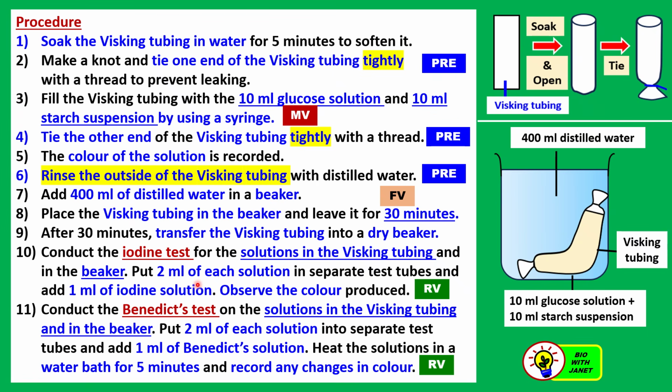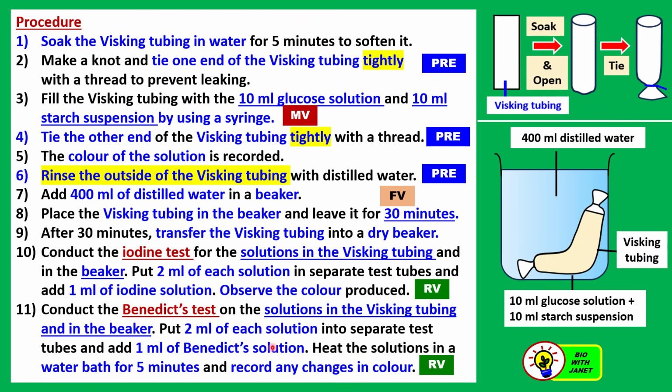Now this is the iodine test. Put 2 ml of each solution in separate test tubes and add 1 ml of iodine solution and observe the color produced. That is the RV, the color change when you carry out the iodine test. What is the color produced in the iodine solution after you have mixed it with a sample solution? Next, conduct the Benedict's test on solutions in the Visking tubing and in the beaker. Again, this is the test, so you will be asked to explain the test. You're expected to know the steps.